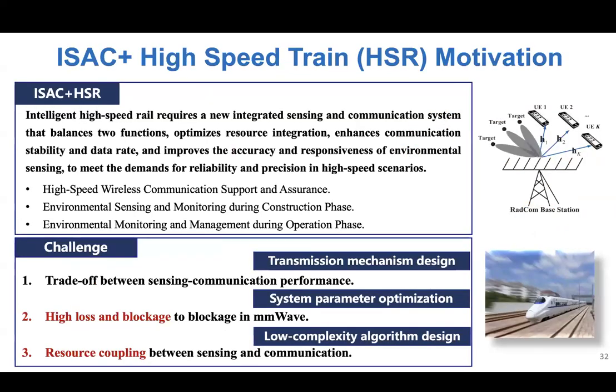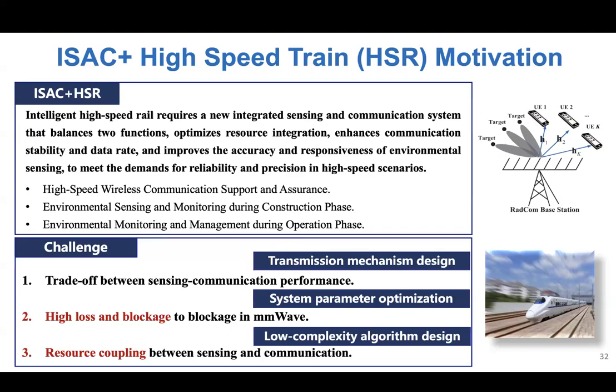So for high-speed train, as I mentioned, if you have a high delay and Doppler effect, the communication performance will be degraded if you're using OFDM. And here, the intelligent high-speed rail requires a new integrated sensing and communication to balance two functions: optimization, resource integration, enhance the communication and data rate, improve the accuracy of the environment sensing, and meeting the demand for this.